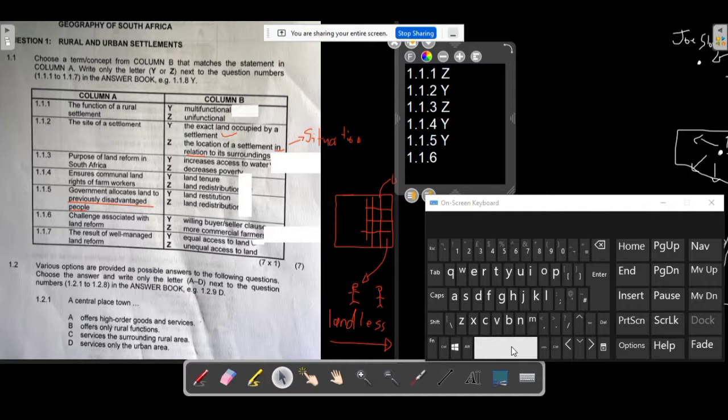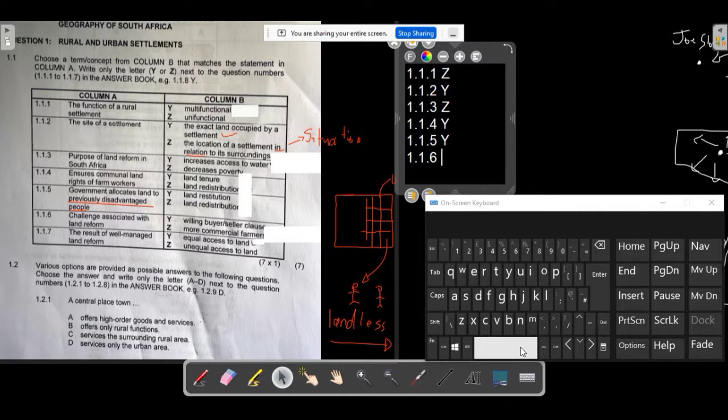Challenge associated with land reform. So we have two options here. Y is willing buyer or seller clause, and then Z is more commercial farmers. So the willing buyer or seller. So a clause, guys, is a condition that you put there. So when you're selling your property, you have conditions that you put there in your, what do they call it? They call it OTP, offer to purchase.